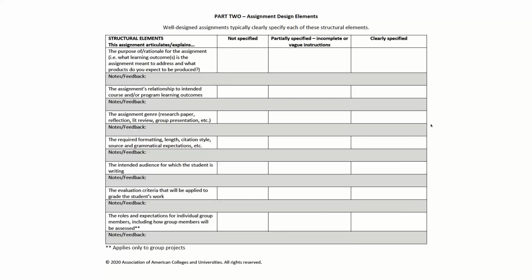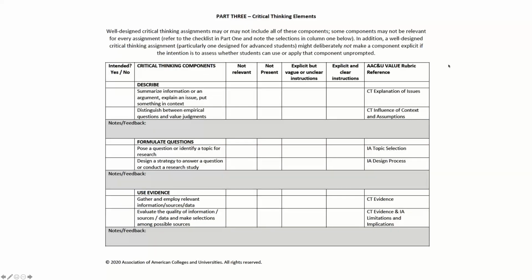So as you work through this and reflect upon a pre-existing assignment or begin to make a new assignment, do you have these pieces in place? And then part three specifically has critical thinking elements. Well-designed critical thinking assignments may or may not have all of these components, but how you completed the cover sheet would guide where you are as you reflect upon an assignment or think about building an assignment around critical thinking. You'll notice the very first column says intended, yes or no.